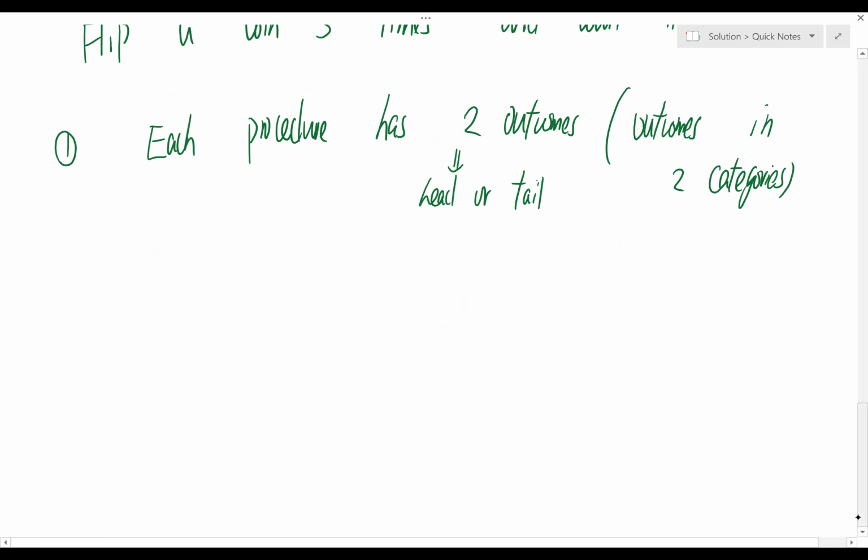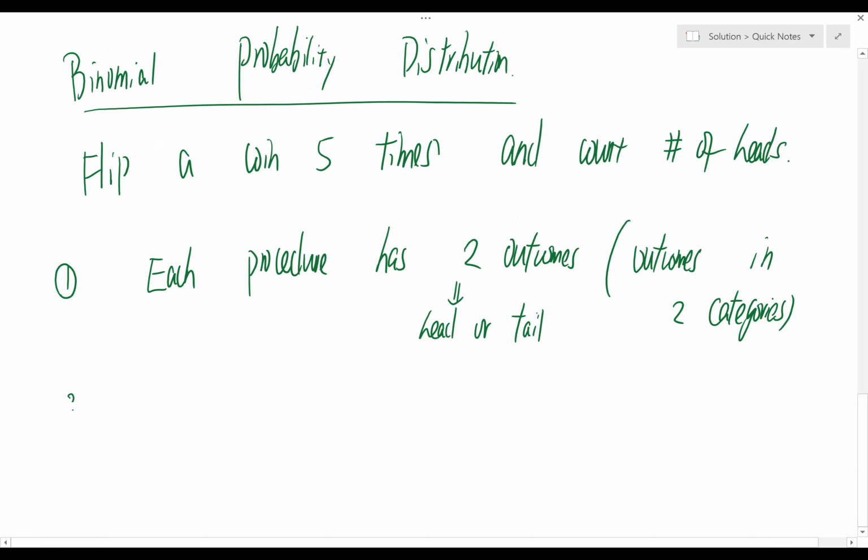Secondly, the procedure has a fixed number of trials. So here, if you look at the entire procedure, we flip a coin 5 times. So the fixed number of trials here will be 5.